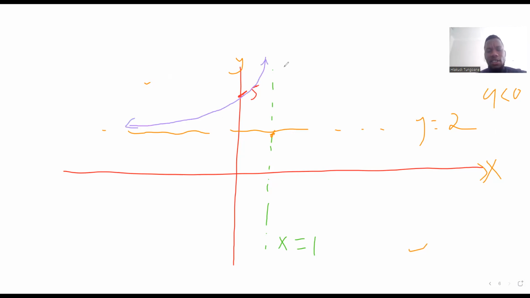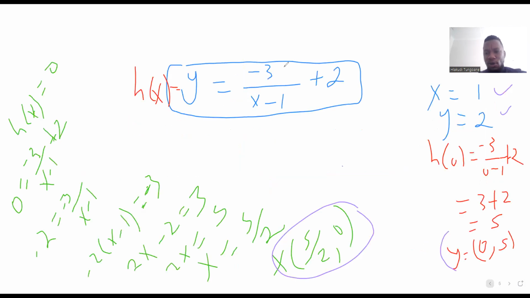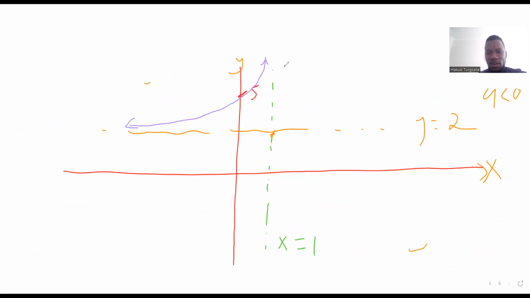And then the x-intercept, that's given by, let's go back, 5 over 2, that's 2.5, right? So 2.5, let's assume is somewhere here. Then our graph is going to be like this. Okay, yeah, then that's simply what they're looking for.